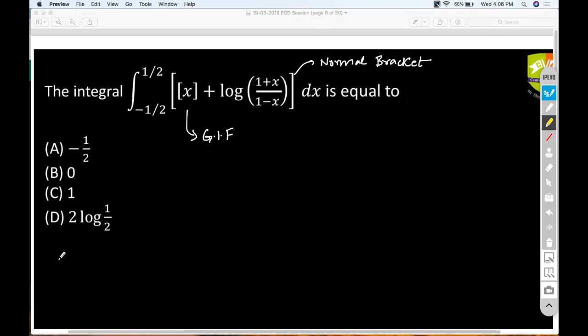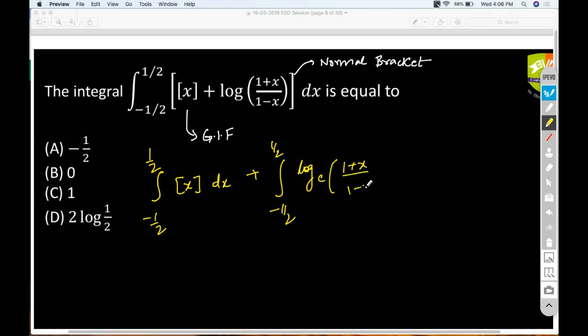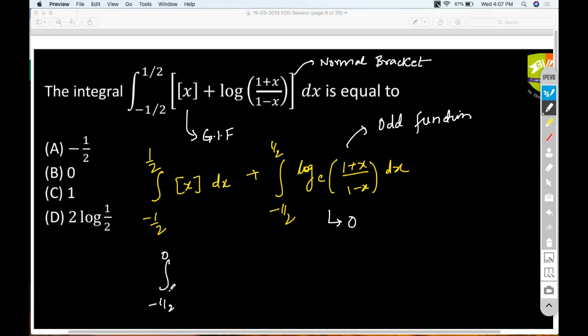Okay, so mostly people are going for option 8A. So I can write this as integral from minus half to half of GIF of x plus integral from minus half to half of ln of (1 plus x by 1 minus x). And we all know that this function is actually an odd function. So if this is an odd function, this becomes a 0. And GIF function changes its definition about 0. So from minus half to 0, it will behave as negative 1. And from 0 to half, it will behave as 0.